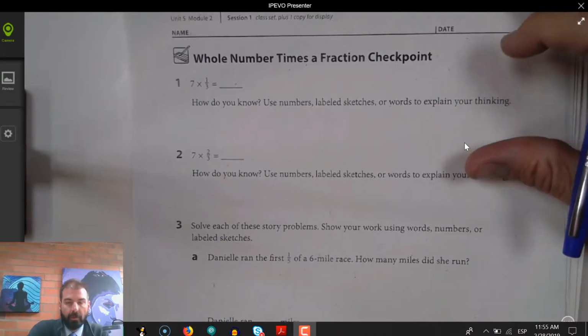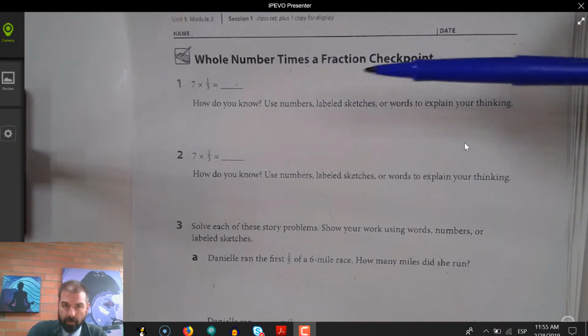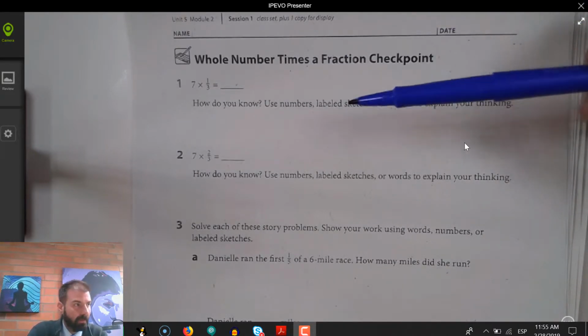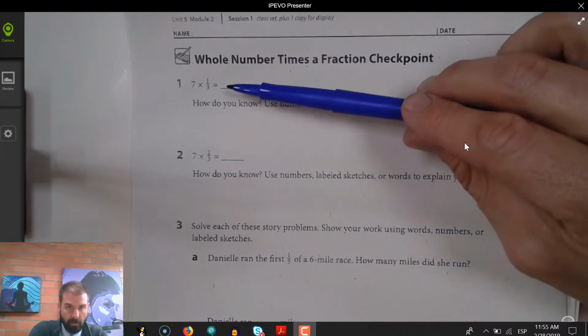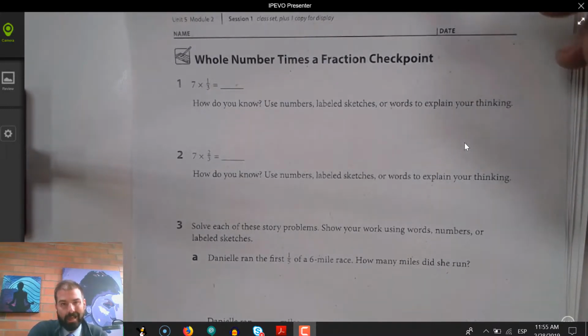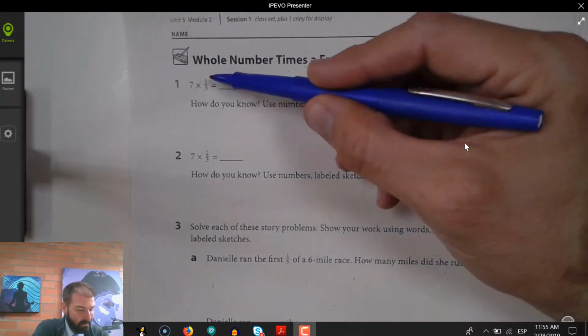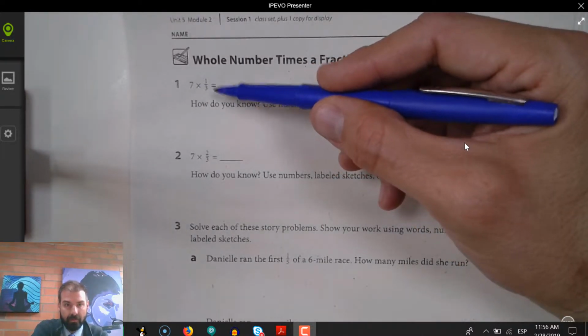Okay, so I'm going to go over the whole number times a fraction checkpoint. I'm going to be thinking out loud, thinking about the math that I'm doing, why I'm doing what I'm doing, and kind of go from there. So I have 7 times 1/3. Well, if I know my unit fractions, I can add this unit fraction 7 times together, and that'll give me an answer.